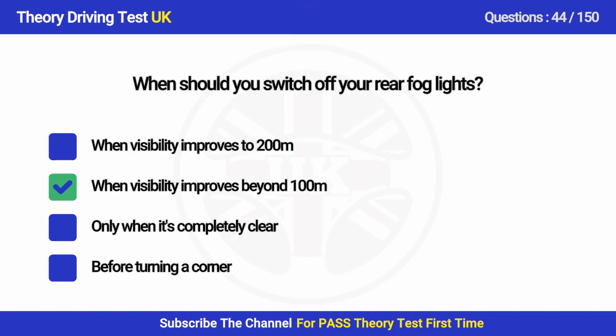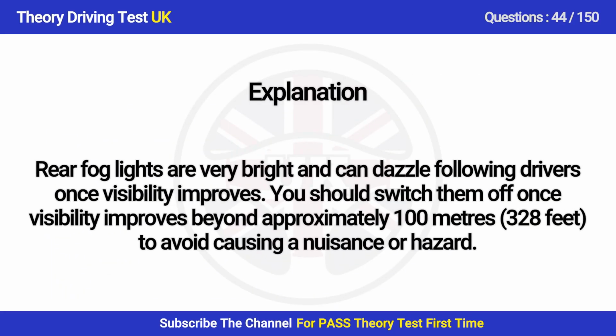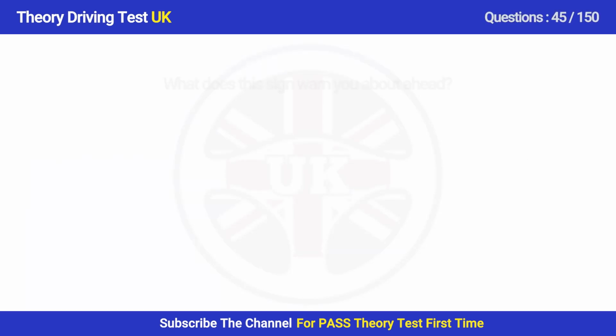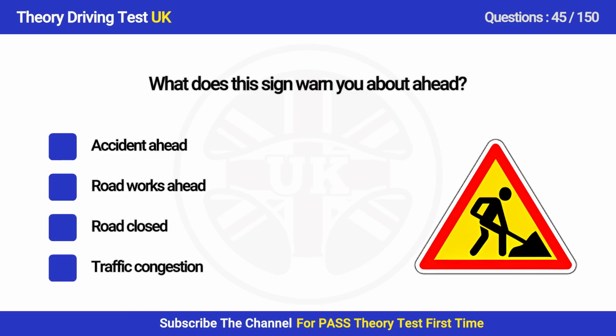Answer is B. When visibility improves beyond. Rear fog lights are very bright and can dazzle following drivers once visibility improves. You should switch them off once visibility improves beyond approximately 100 meters (328 feet) to avoid causing a nuisance or hazard. Question 45. What does this sign warn you about ahead?